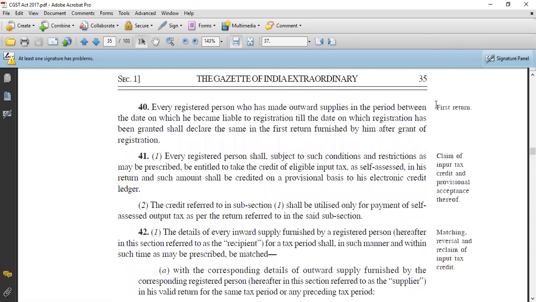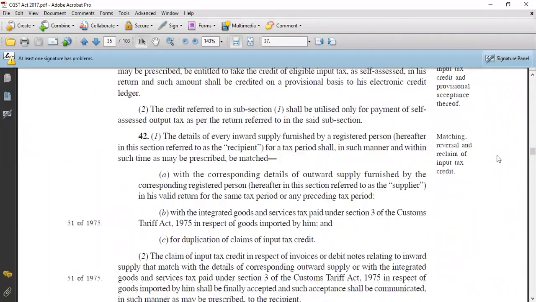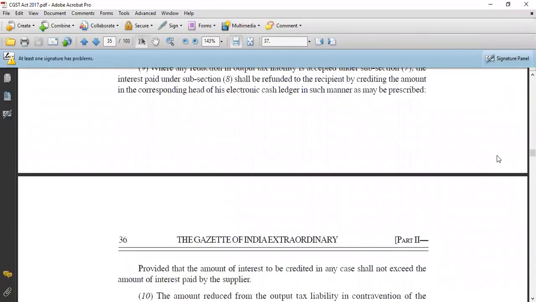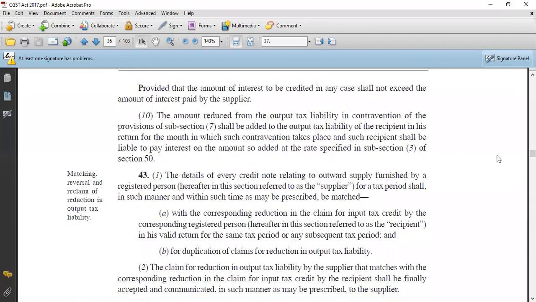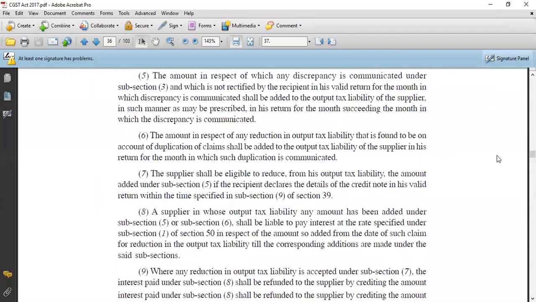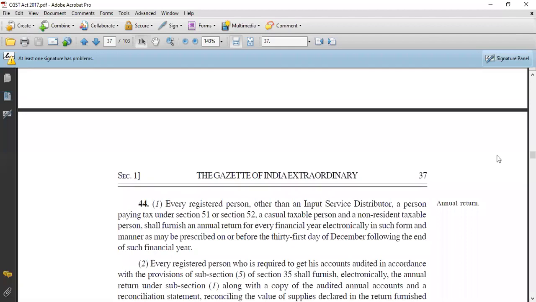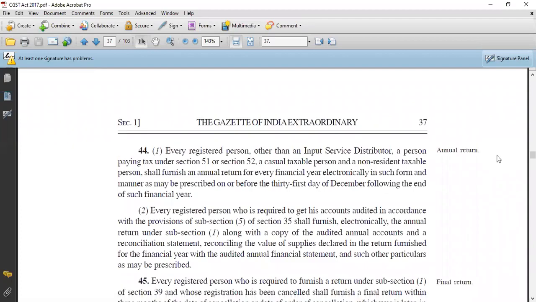Then section 40. The heading of section 40 is first return. I will explain all these sections in detail in my simplified language. For the timing, I am showing you the original act. I am skipping section 41 and 42 as well as 43. These are not relevant in the topic of returns. We have already covered it in other sections, other chapters.